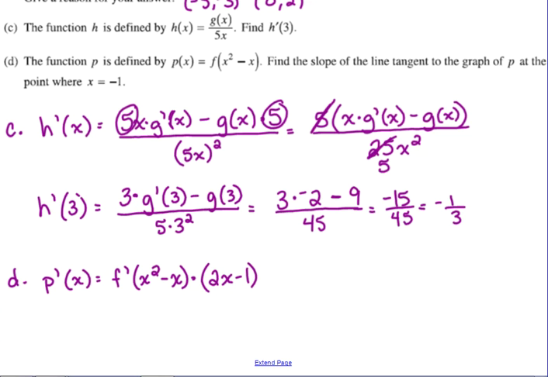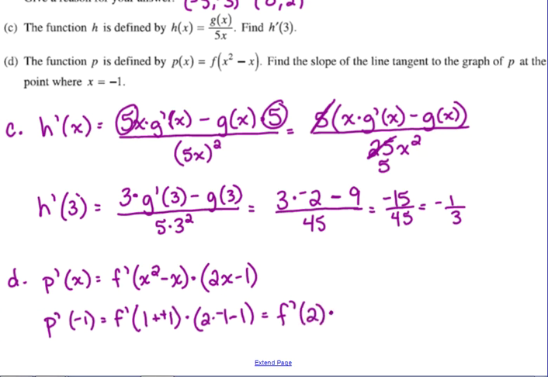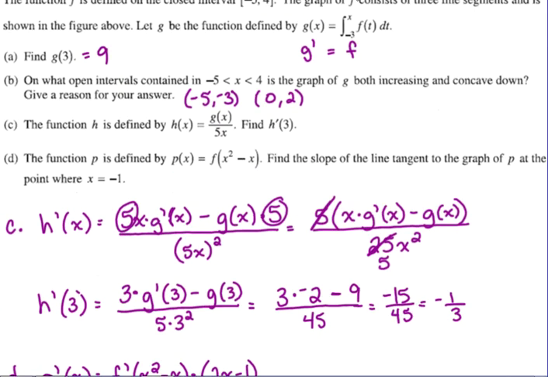They want us to find, it doesn't say find the equation of the tangent line, just the slope of the tangent line. So we just need p prime of -1. We don't have to take it further than this. -1 squared is +1 minus a -1 times 2 times -1 minus 1. So we have f prime of 2 times -2 minus 1, so -3. So f prime of 2 is going to come from our graph.